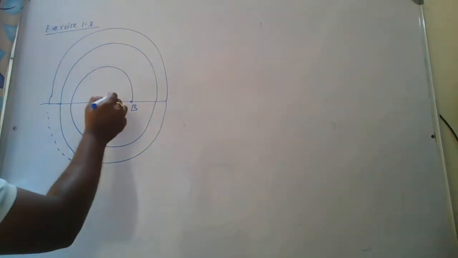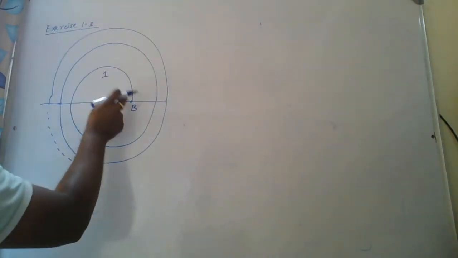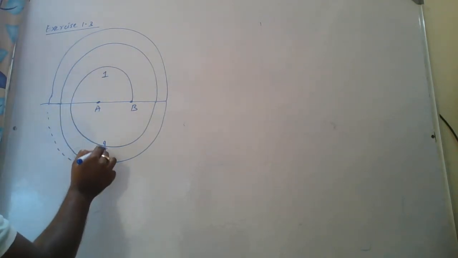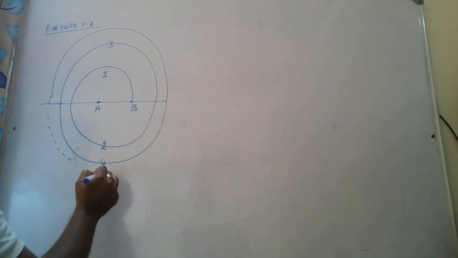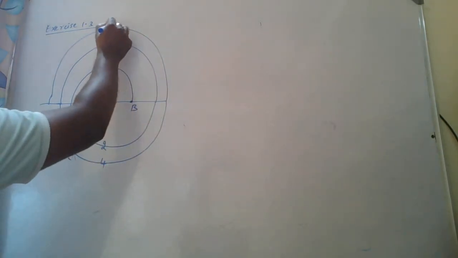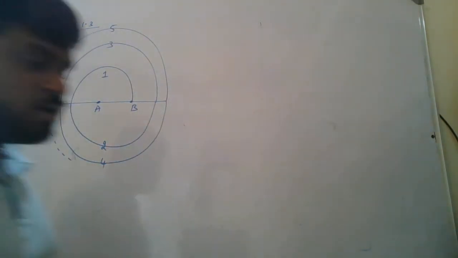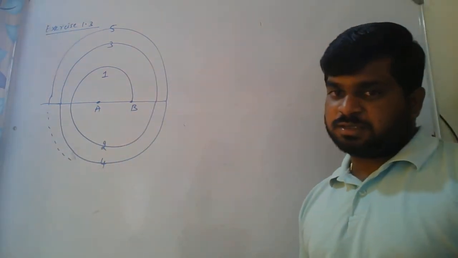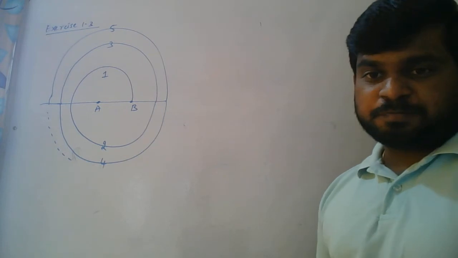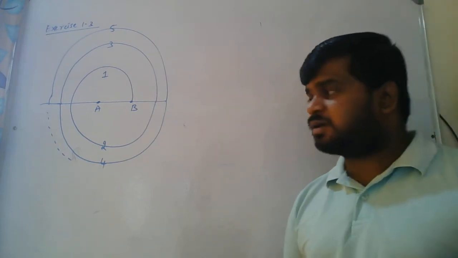So if you observe, this is our first semicircle, this is our second one, this is our third one, the bottom one will be fourth, and this will be our fifth, and so on. So we have got semicircles like this. Totally how many semicircles? 13 semicircles. And we have to find the length of the semicircles.